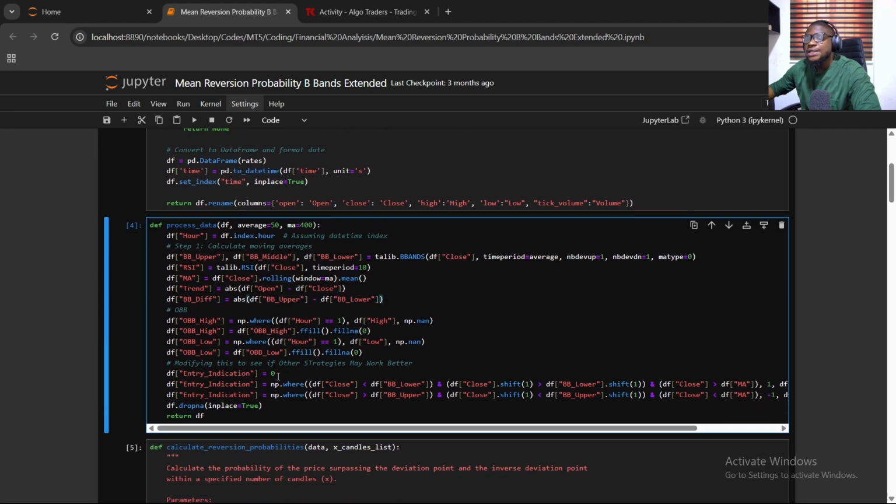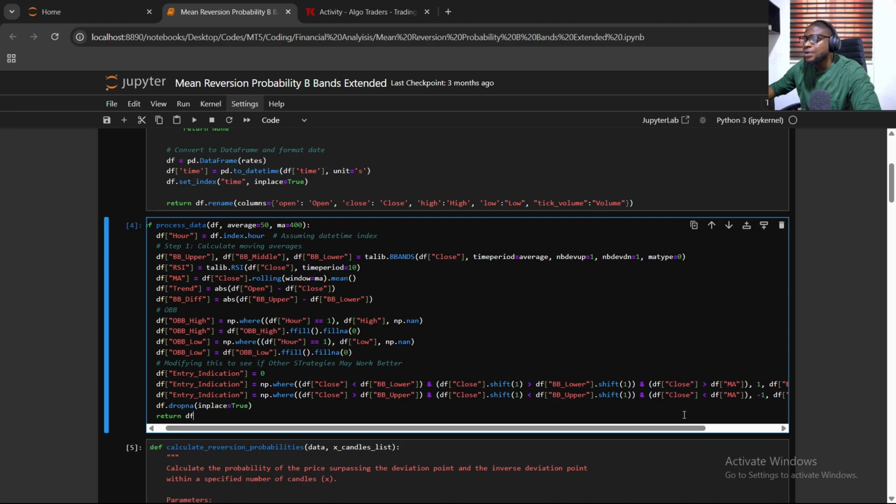Okay, so let's look at our entry indication here. Now the entry indication says where the close is lower than the lower Bollinger Band, and the previous close here was above the lower Bollinger Band, and the close is currently above the moving average. Okay, so we have an entry indication here, which is a buy entry indication, and we have the inverse for the sell entry indication. So the close is above the upper Bollinger Band, and the previous close was below the upper Bollinger Band, and the close is below the moving average. So we have the sell entry indication here.